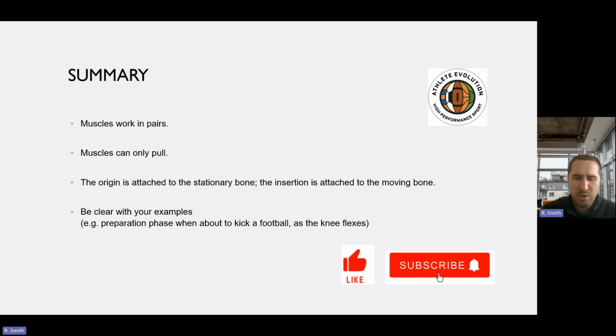To summarise, when we look at antagonistic pairs, we need to know where the muscles are firstly. We need to understand that muscles work in pairs and they can only pull. It is important that we know what the origin and the insertion is. Origin attached to the non-moving bone and insertion attached to the moving bone. Then just try to be really clear with your examples so that you are clear with regards to what phase the action is going through, and use terminology like extension at the knee as a football is being kicked, so that the examiner is very much clear which part of the action you're referring to.